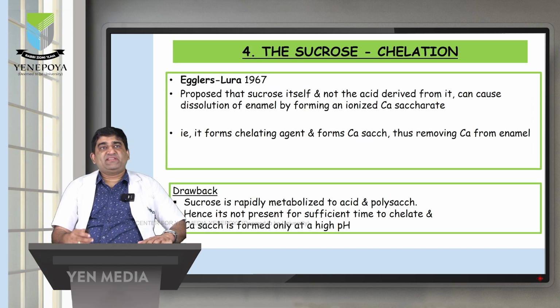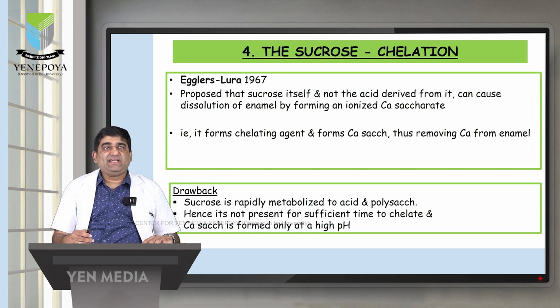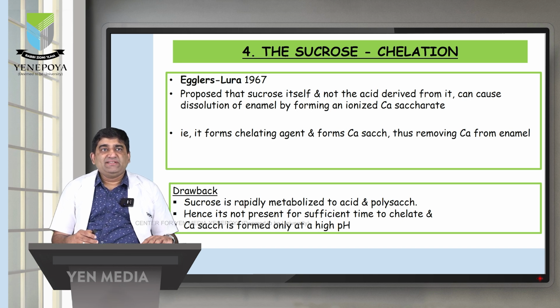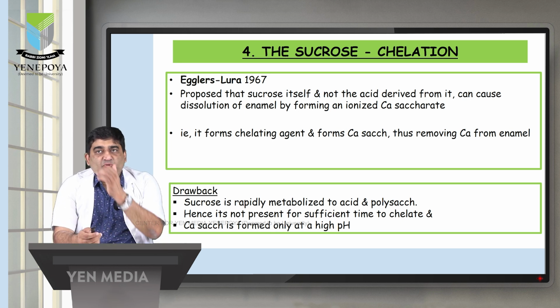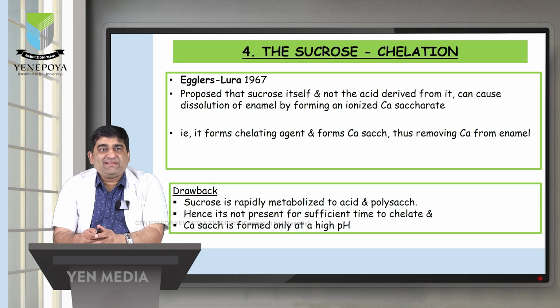The sucrose chelation theory, which was proposed by Eggers Lura in 1967, proposed that sucrose itself and not the acid derived from it can cause dissolution of the enamel by forming an ionized calcium saccharide. That is, it forms a chelating agent and forms calcium saccharide, thus removing calcium from enamel. The drawback is that sucrose is rapidly metabolized to form acid and polysaccharide, hence it is not present for a sufficient time to chelate, and calcium chelate saccharide is formed only at a high pH.